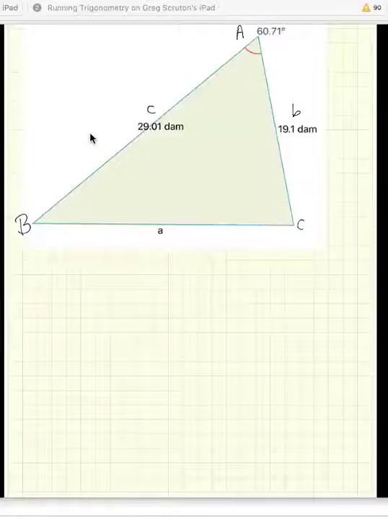I'm trying to find A, so I'm going to use A squared is equal to B squared plus C squared. So it starts off like Pythagorean theorem, but remember this is not a right angle triangle, so you have to subtract 2BC times the cosine of angle A.